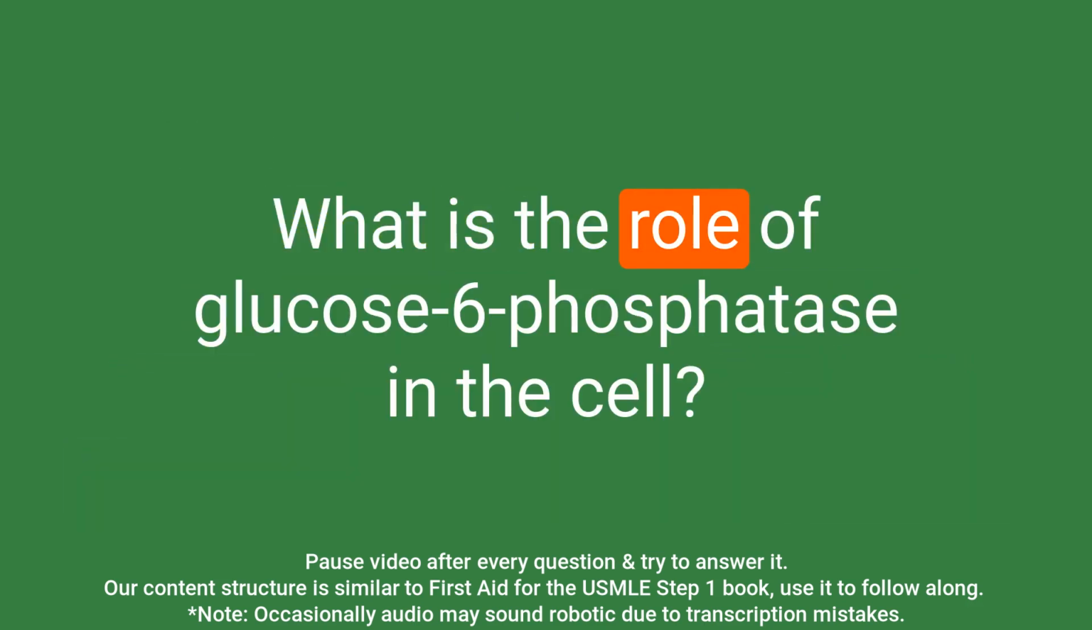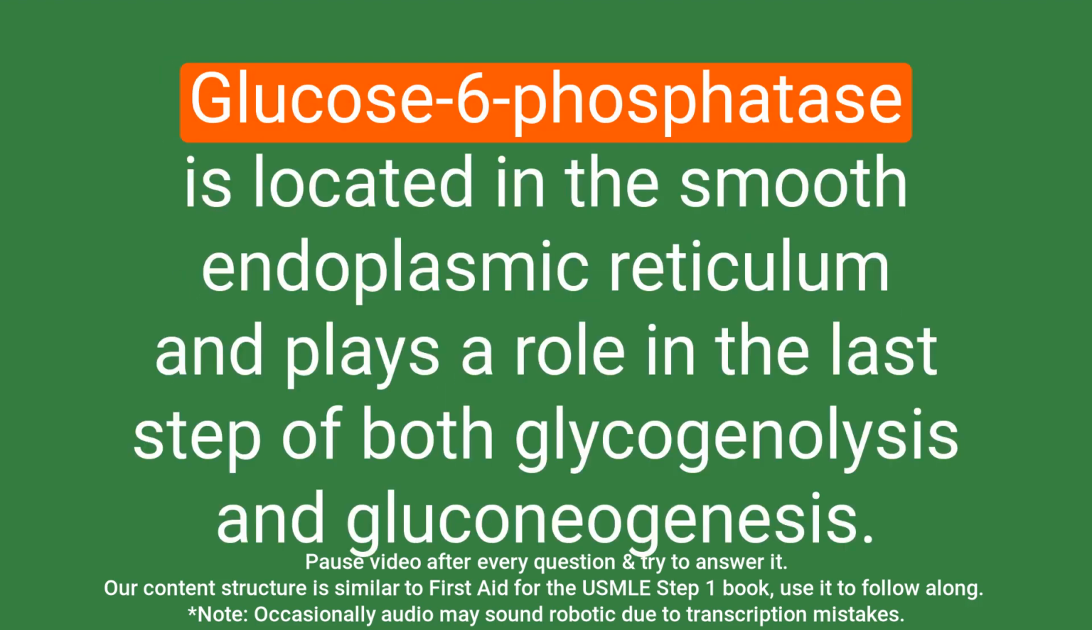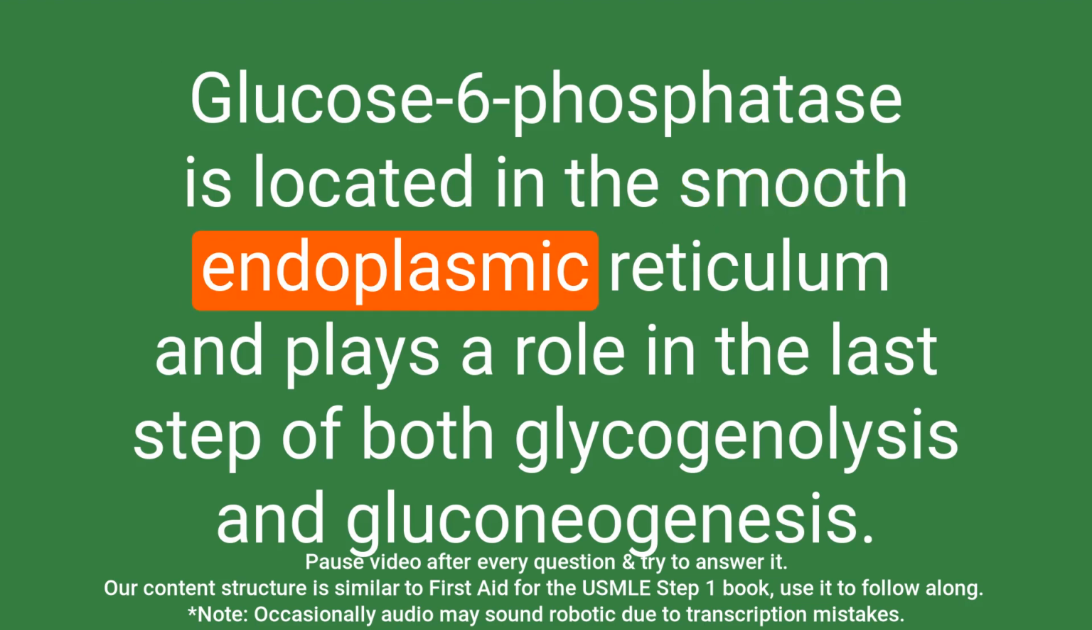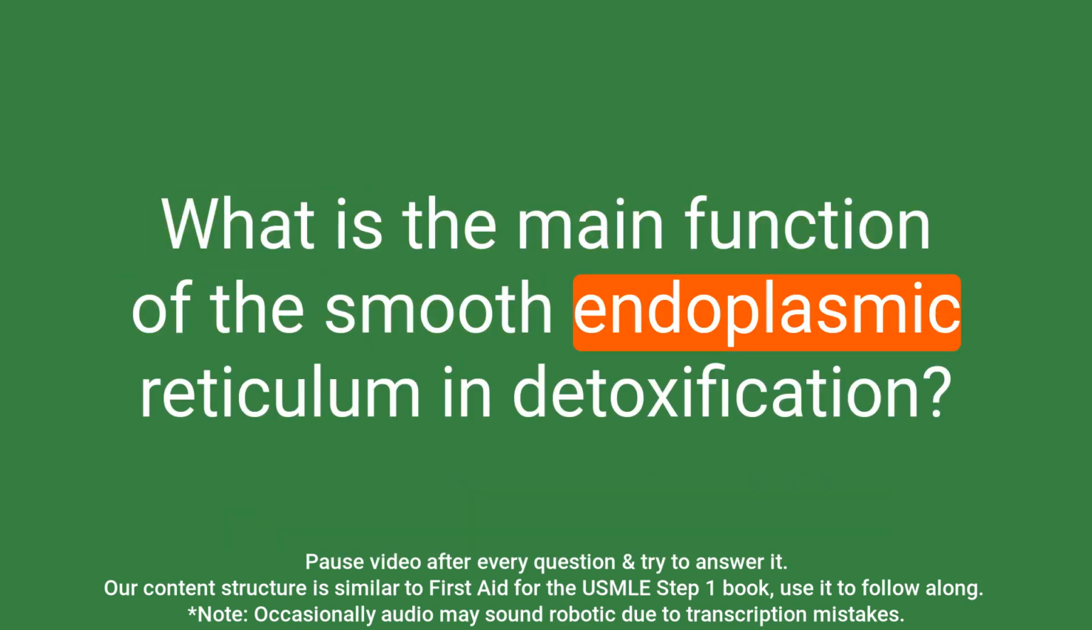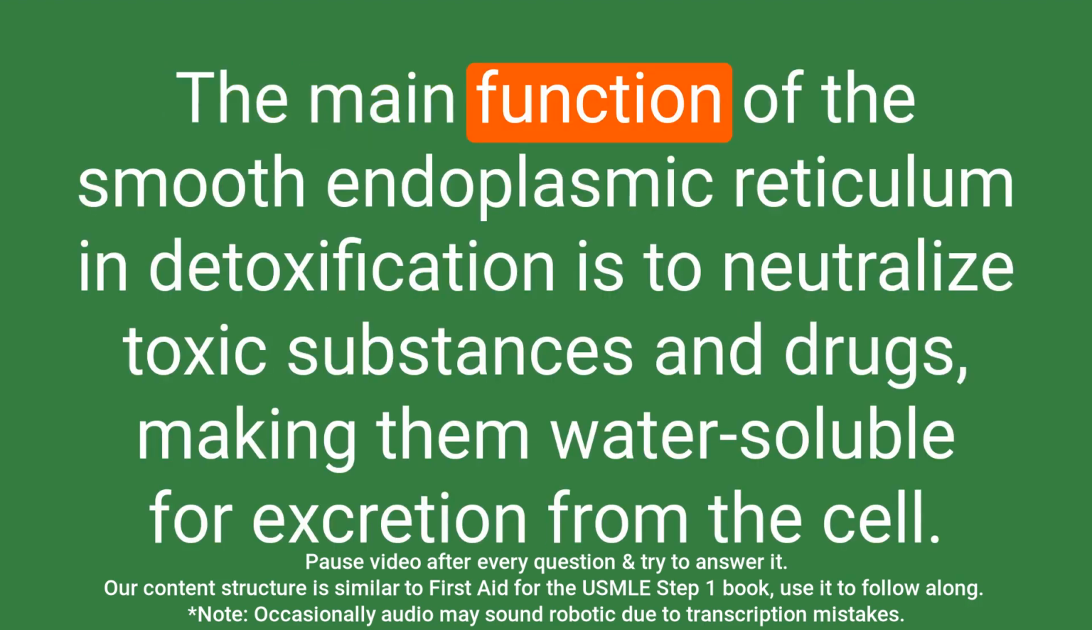Question: What is the role of glucose 6-phosphatase in the cell? Answer: Glucose 6-phosphatase is located in the smooth endoplasmic reticulum and plays a role in the last step of both glycogenolysis and gluconeogenesis. Question: What is the main function of the smooth endoplasmic reticulum in detoxification? Answer: The main function of the smooth endoplasmic reticulum in detoxification is to neutralize toxic substances and drugs, making them water-soluble for excretion from the cell.